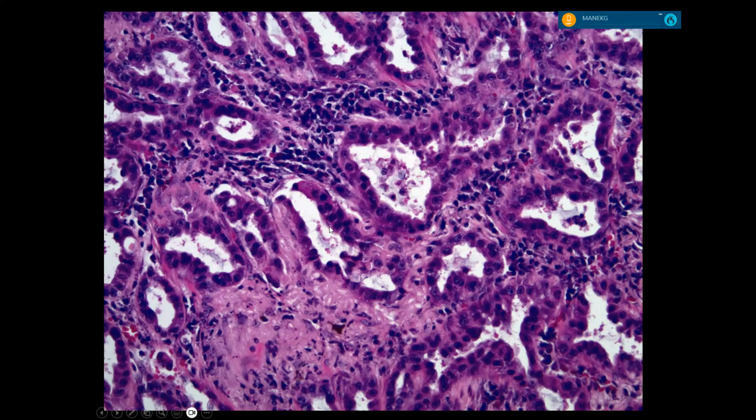See these little spaces? Each one is a gland. That space is surrounded by tumor cells. So a space surrounded by tumor cells is a gland. By definition, it's an adenocarcinoma. Squamous cell carcinomas don't have that space in them. All right, adeno.